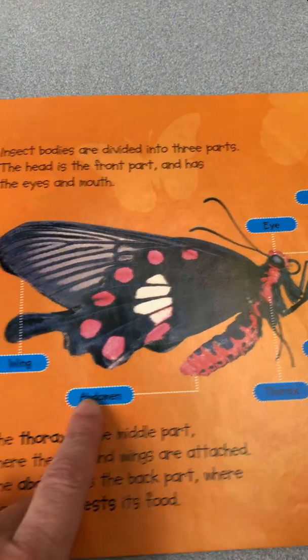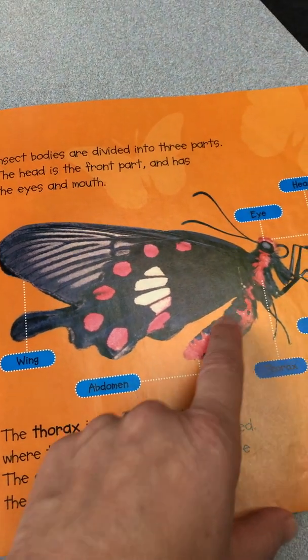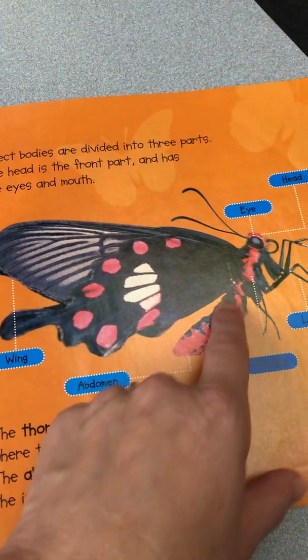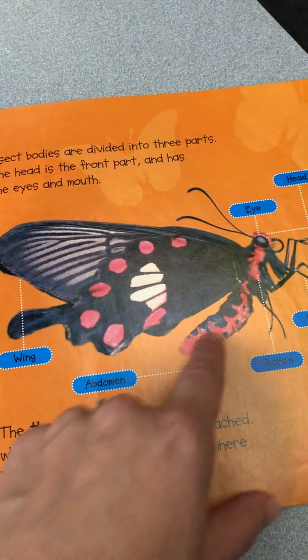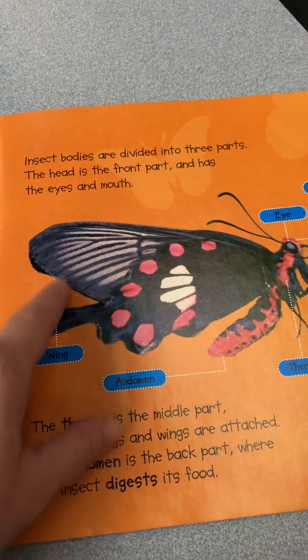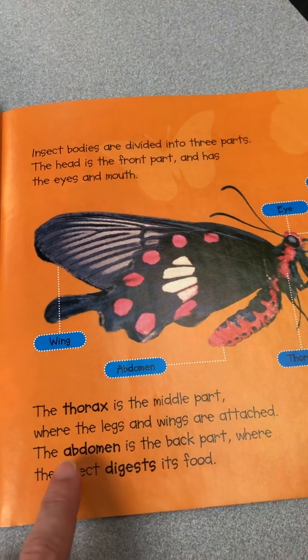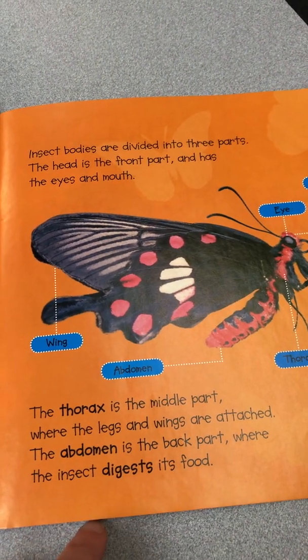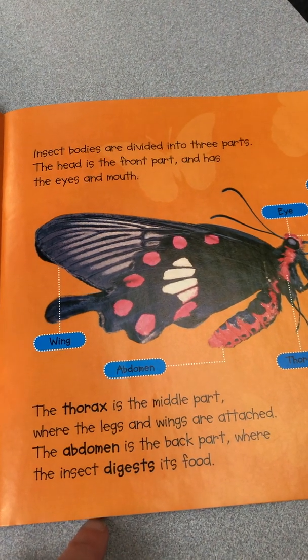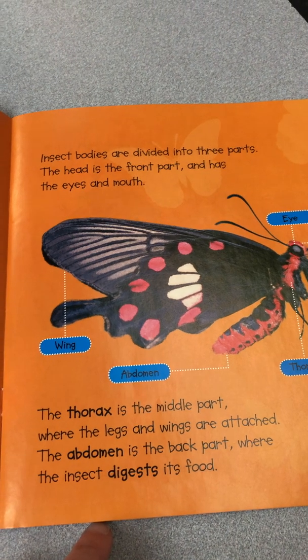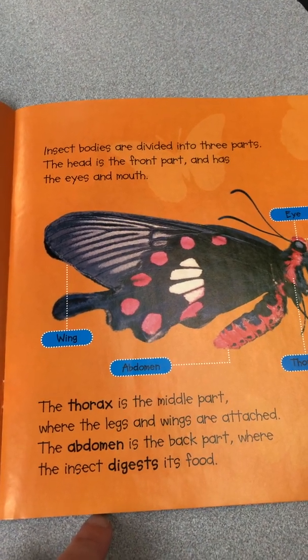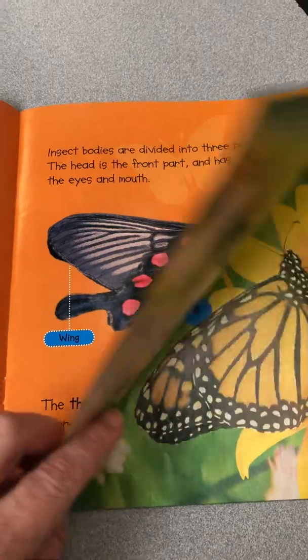And the abdomen is just this part hanging down right here. It's more like the stomach and where the heart is in the stomach. And then the wings. The thorax is the middle part where the legs and wings are attached. The abdomen is the back part where the insect digests its food.